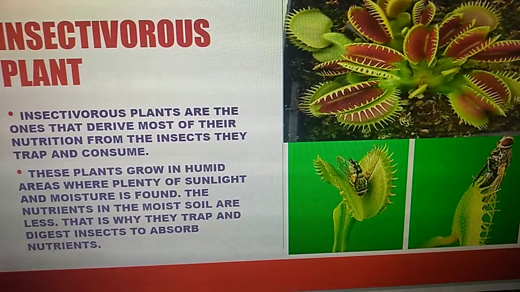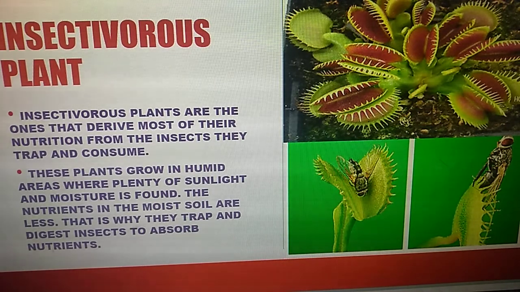The fourth and the last one is insectivorous plant. As the word suggests, insectivorous means these plants trap insects. Yes, students, you heard it right. They can trap insects. As you can see in the picture, they are green in color. It means one thing is very clear. They have chlorophyll and they can perform photosynthesis.